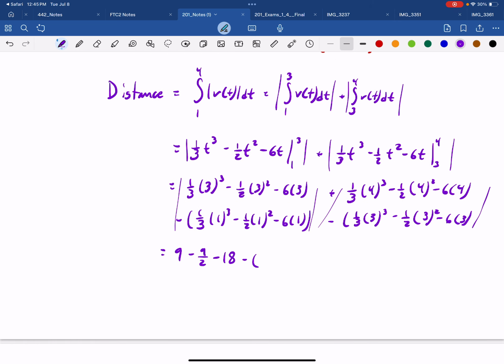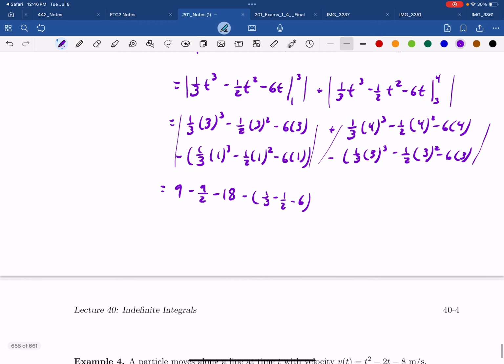Minus, and then it looks like we're getting 1/3 minus 1/2 minus 6. This is going to be a little bit close, actually. But 9/2 minus 18, so this 9 minus 18 is negative 9. Minus 9/2, I think we're getting negative 27/2. And then this is going to be minus 1/2, so minus 6.5.